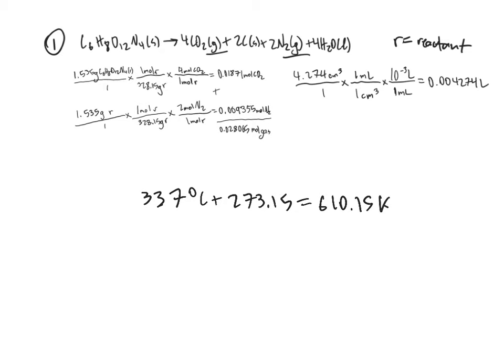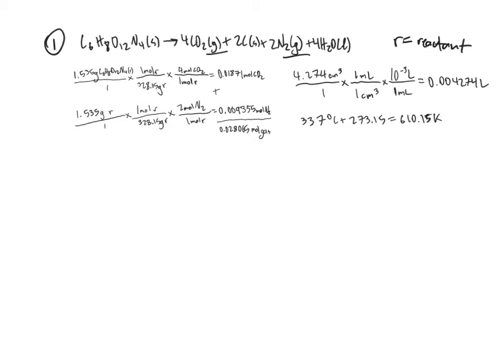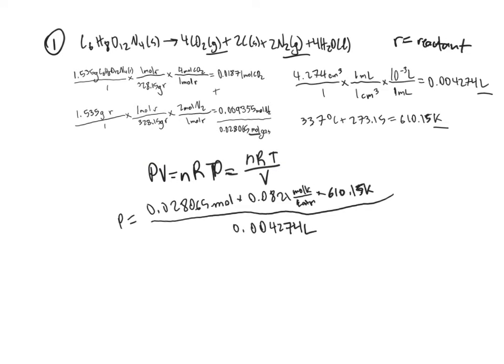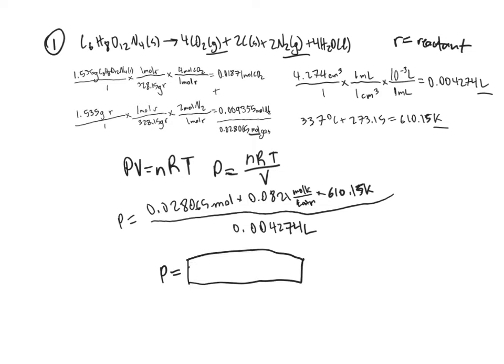and get 610.15 K. Then all we have to do is PV equals nRT, and we will do P equals nRT over V, which means that if we input all of the numbers that we found in the first three steps, we will find that the total pressure is 328.9 atm.